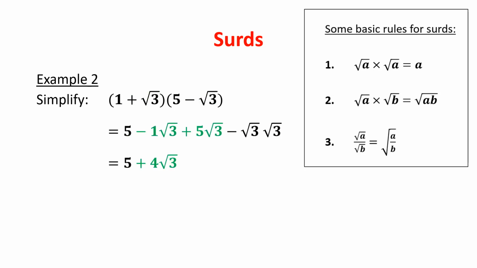Right, we'll write down 5. We have minus 1 square root 3 plus 5 square root 3, which is 4 square root 3. And remember our key rule here, square root 3 times square root 3 is just 3. So we have minus 3. And then if we tidy it up, 5 minus 3 is 2, plus 4 times the square root of 3. And that's written in the form we want.